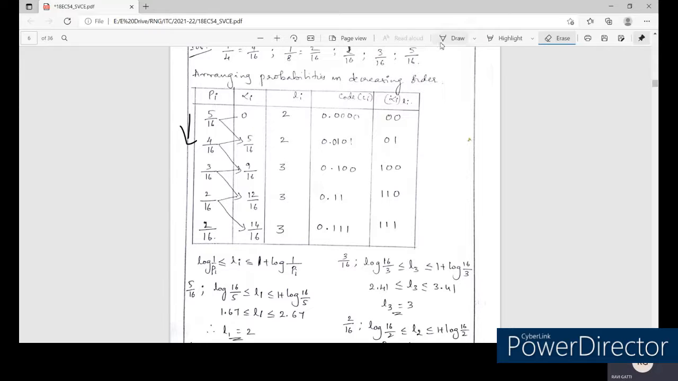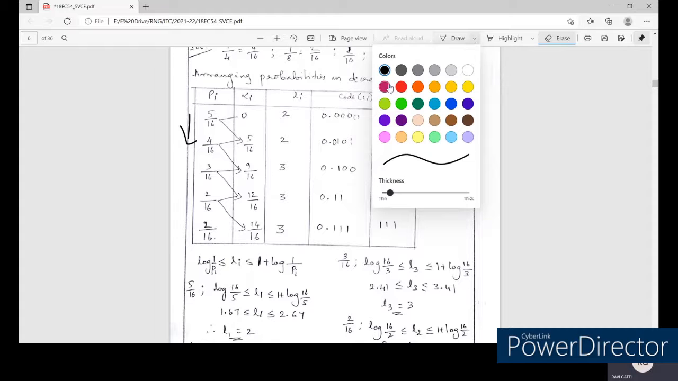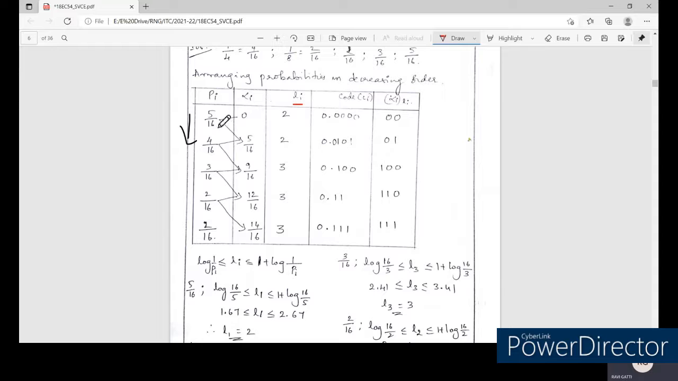The next thing you are supposed to do is calculate the average number of bits needed to represent these pi values. So how are you going to calculate it?